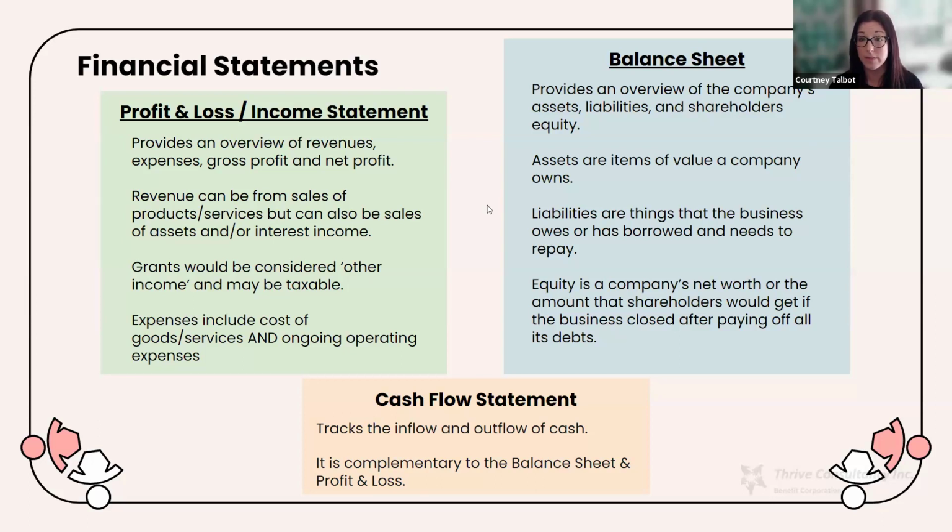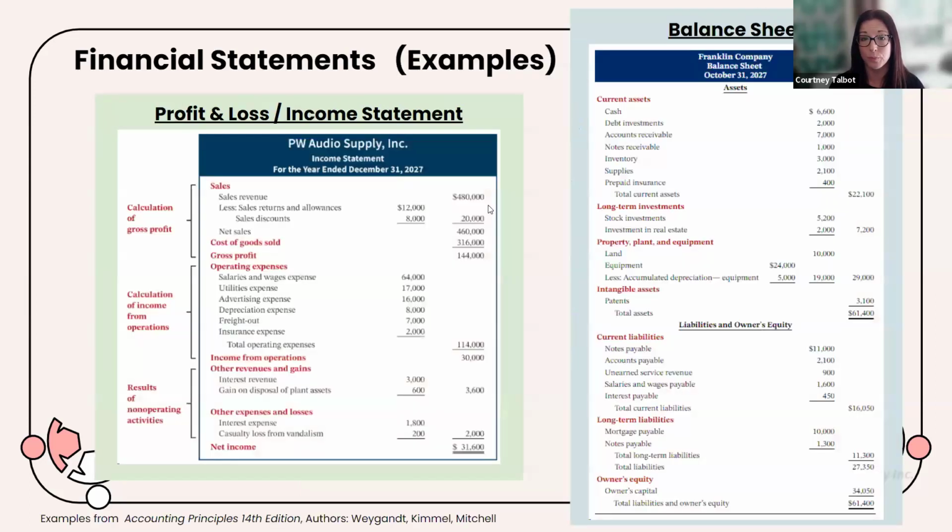Okay, let's get into the specifics of each of these. Oh, here's some examples I had completely forgotten. I got these examples from an accounting textbook called Accounting Principles, the 14th edition. These are corporation examples, but again, as I mentioned, financial statements are universal to all companies and businesses. So these are really good examples of what these things might look like.